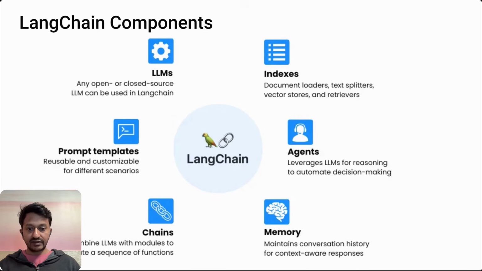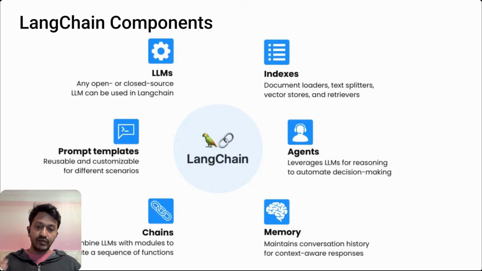And then there is memory, short-term and long-term memory, to maintain the conversation history for context-aware responses, so that whenever you are building any chat application using LangChain, it knows what the previous conversation was and how to take this forward as a context, right?